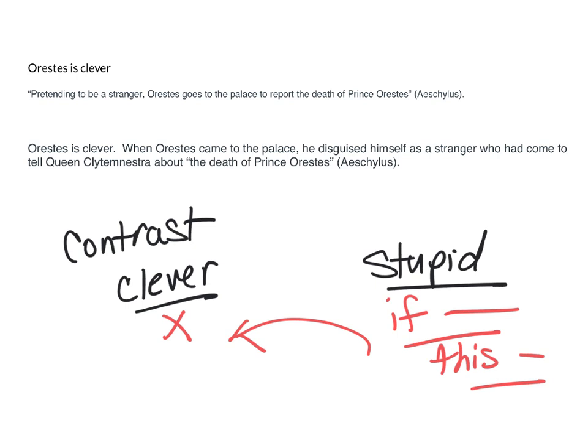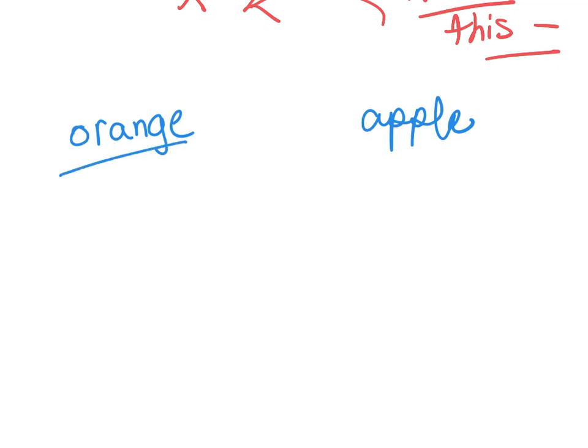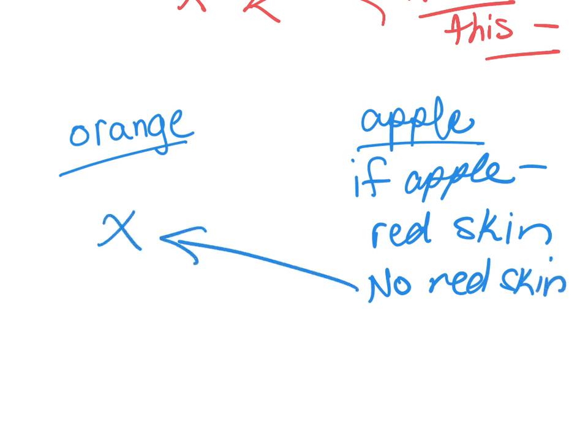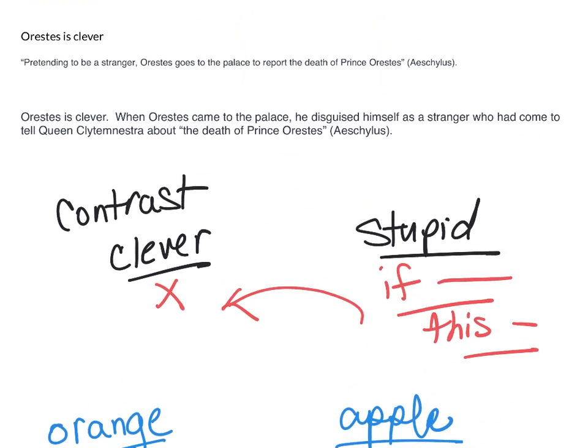So let me explain it in a different way. It's sort of like if I said, I have a fruit and I know it's either an orange or an apple. If it's an apple, I expect to see red skin. I have no red skin, therefore it must be an orange. It's a logic game. So this logic game helps us prove what it is that we're trying to prove with this claim. So you start any contrast commentary by setting up the opposite.